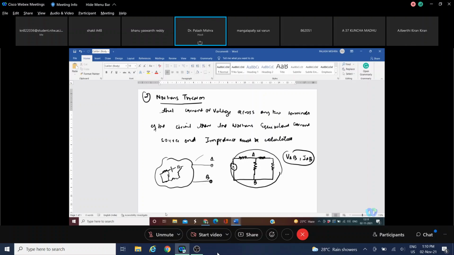Someone asks you that these are the two terminals, and you have to find out the current flowing in between these two terminals and the voltage drop across those terminals, using the Norton theorem. Then how you will solve that question and how you will apply Norton's theorem, I will be telling you one by one.